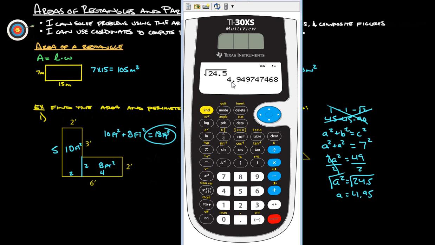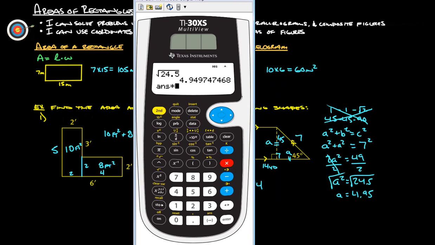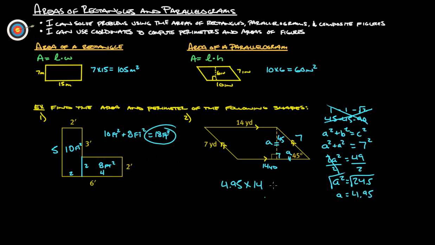Okay, so here's our non-rounded number. So let's just do this, 4.9497. Take that and multiply it by our base, which was 14. And that'll give us our area: 69.3 yards squared is going to be the area of that there.